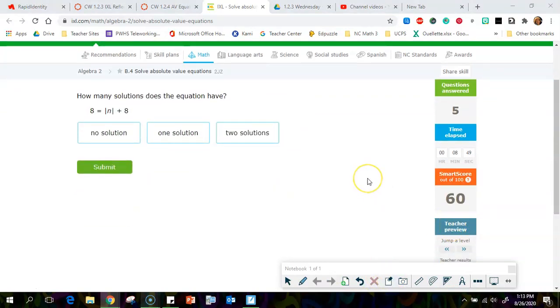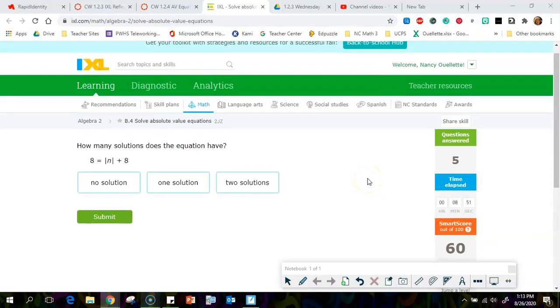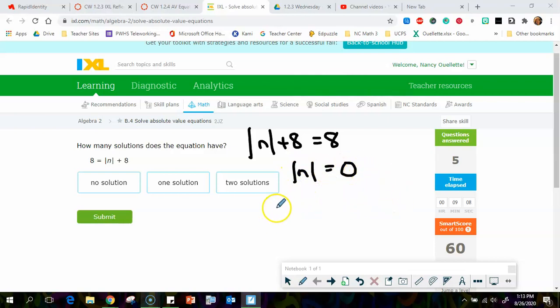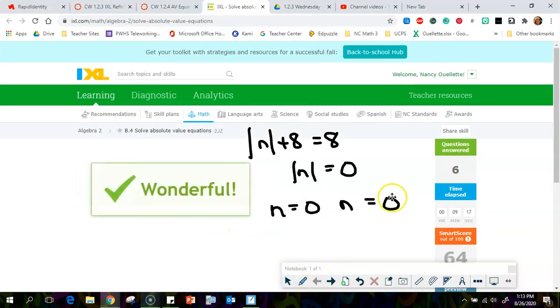Actually, let's look at this one. This is a good one. So I'm going to rewrite this. So what happens when I subtract the 8 over here? I get absolute value of n equals 0. Well, since there's no opposite of 0, if I put it into two equations, it would just be n equals 0. So in this case, there's only one solution.